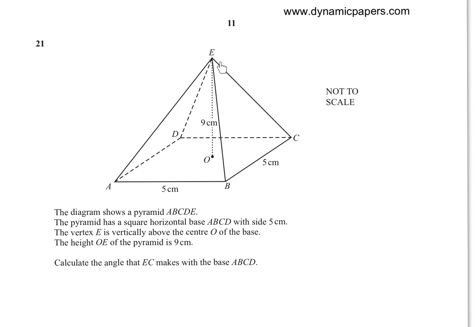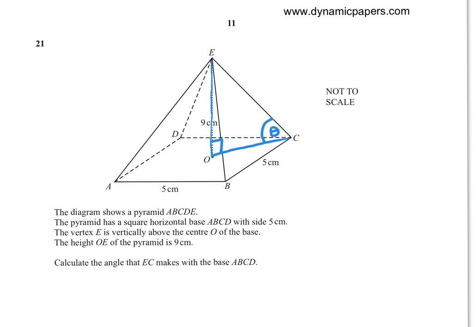So to find the angle between EC and the base, we need to drop a perpendicular from E to the base, which is O. So join CO. So we need to find this angle theta. EC intersects the base at C, from E drop the perpendicular at O, so join CO. For this angle, we have this right angle triangle. We have one side till now, EO, which is 9. So we need one more side to find this angle.